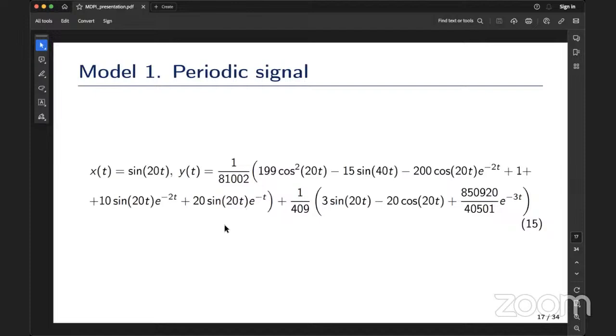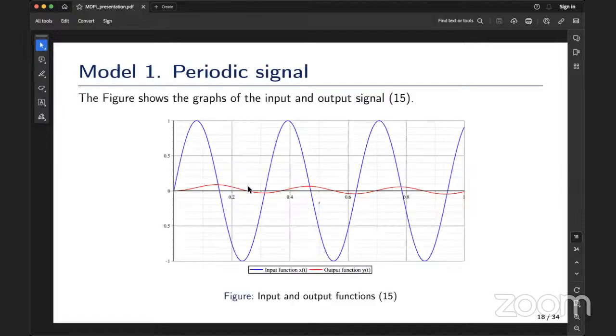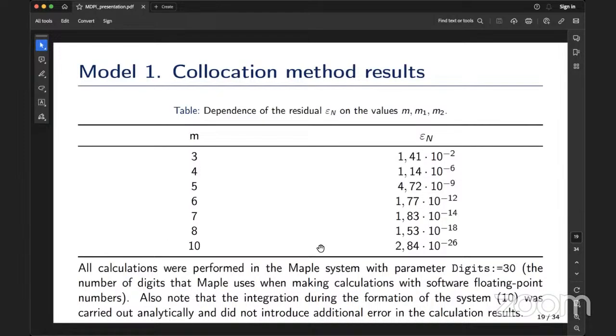We tested them on several examples, and here I include only two. One of them is model one with a periodic signal, and the right-hand side Y is defined by formula 15. The figure shows the input and output signals, and these are the results. All calculations were done in Maple with the parameter Digits equal to 30, the number of digits Maple uses for floating point calculations. Also note that integration during the formation of system 10 was carried out analytically and did not introduce any additional errors into the calculation.